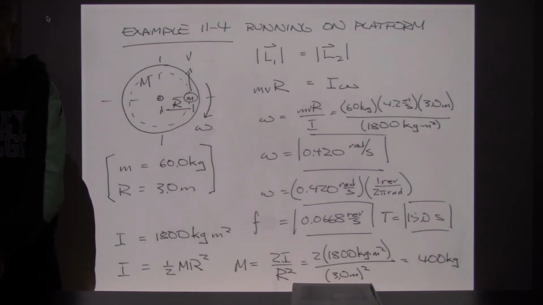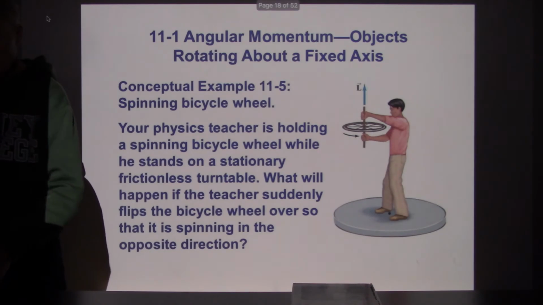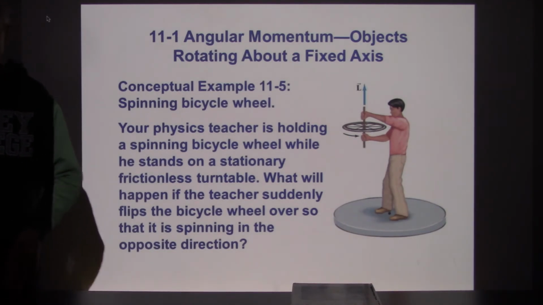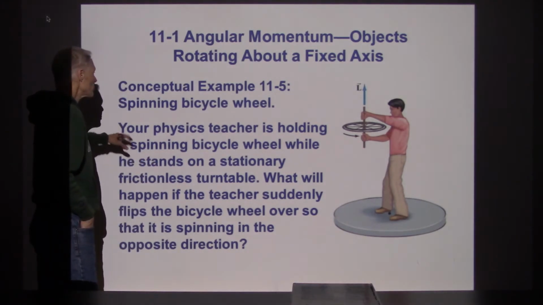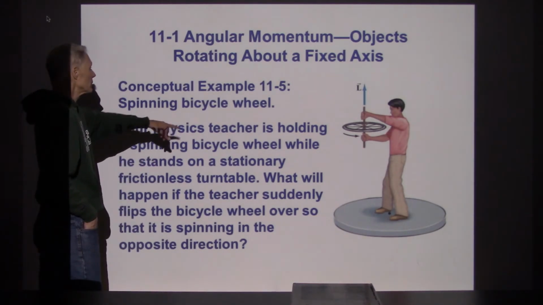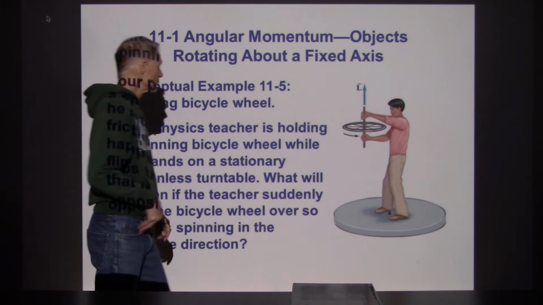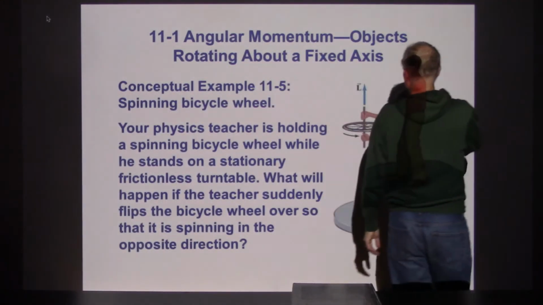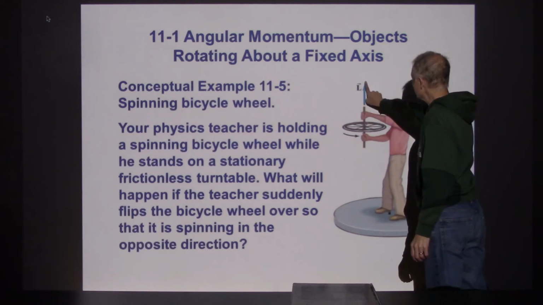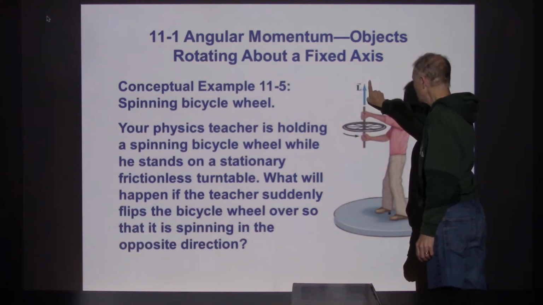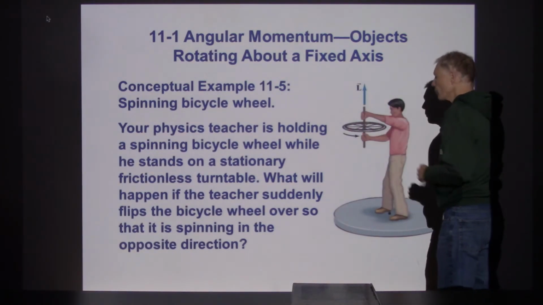Okay, let's move on and take a look at another example here. So here is this bicycle wheel, and what we're saying is, ooh, it's your physics teacher. There you go, physics teachers demonstrating angular momentum. So here's the bicycle wheel, and it's going in this direction. It's got an angular momentum vector pointing upwards.